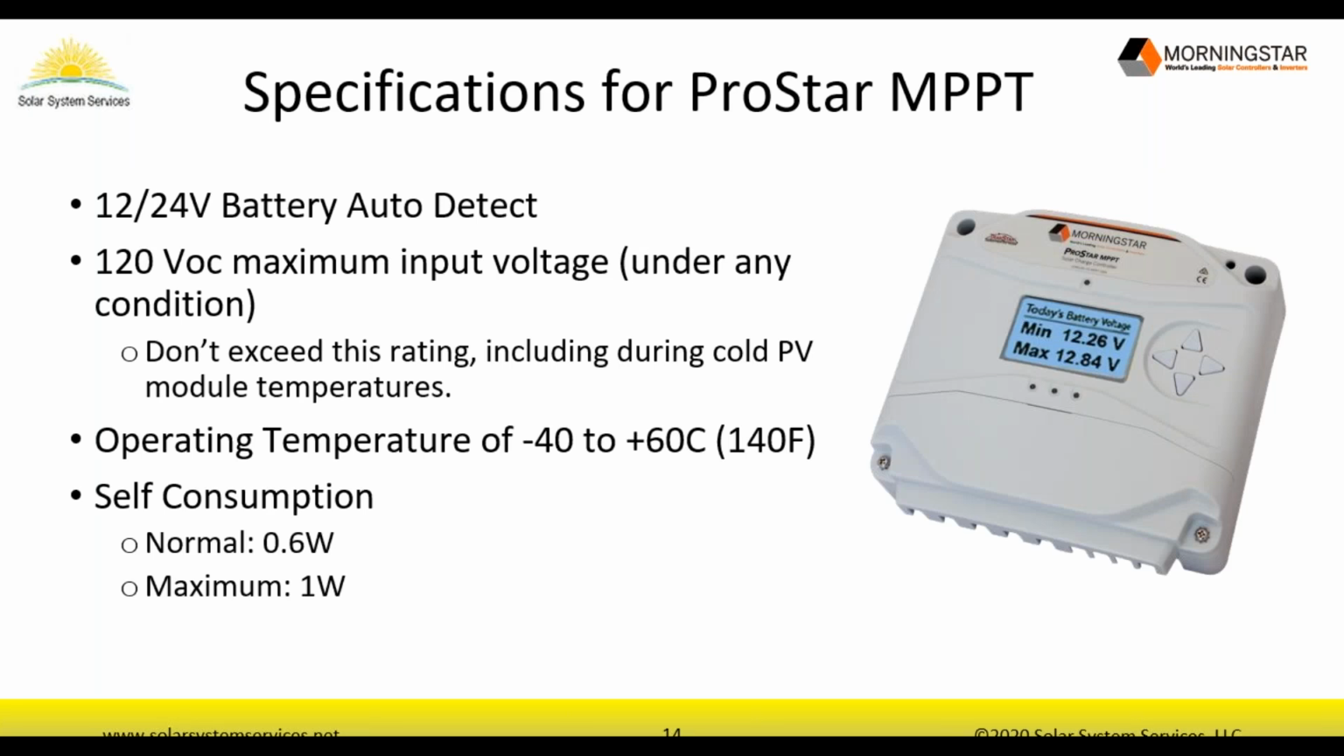So again, for the MPPT, it is a 12 or 24 volt auto detect. The other difference is that the PWM was limited to 60 volts, which is more than adequate for a 24 volt system. Because the MPPT can take a higher voltage input from the solar array, its max input array voltage is 120 volts. It has the same operating temperature of -40 to +60, and it still has a low self-consumption of only about 0.6 watts under normal operating conditions, which is pretty low for a charge controller with an MPPT.